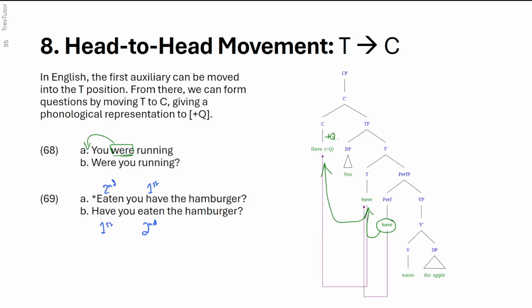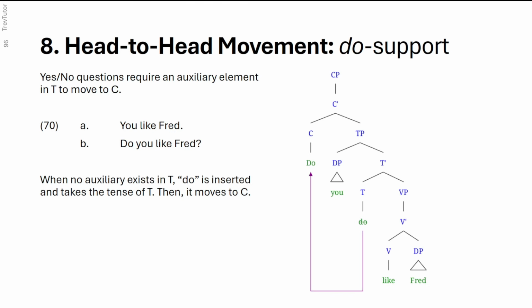So we're very limited. Now, why do we have T movement? Like, why does it go from the perfect to T first and not just straight to C? Well, do support is going to show us how that works, and we will see that. So if we have a sentence like you like Fred, and we want to form this into a question, we can't just take like and move it up because we're not allowed to move verbs. English does not allow that.